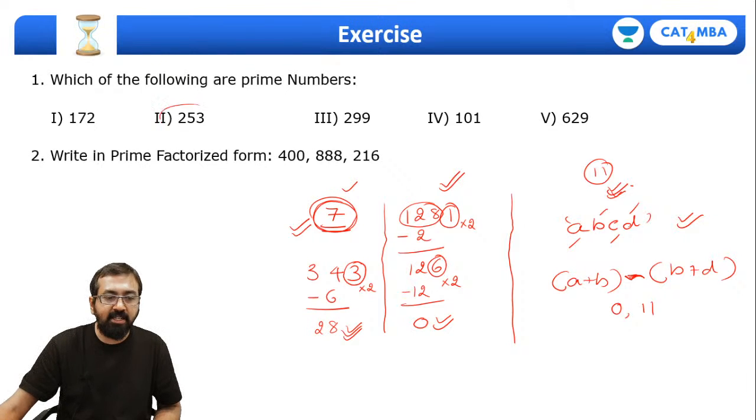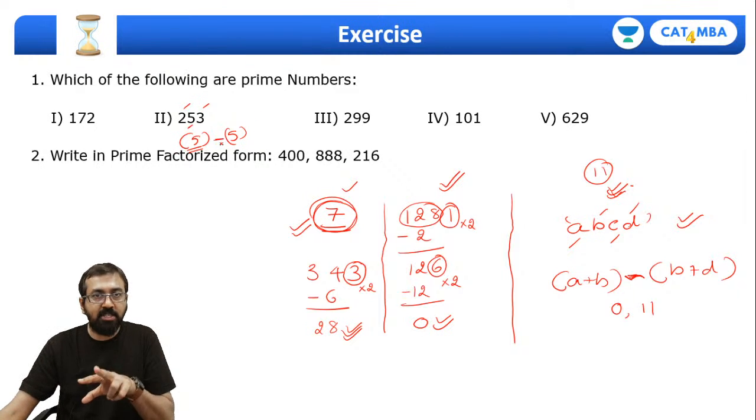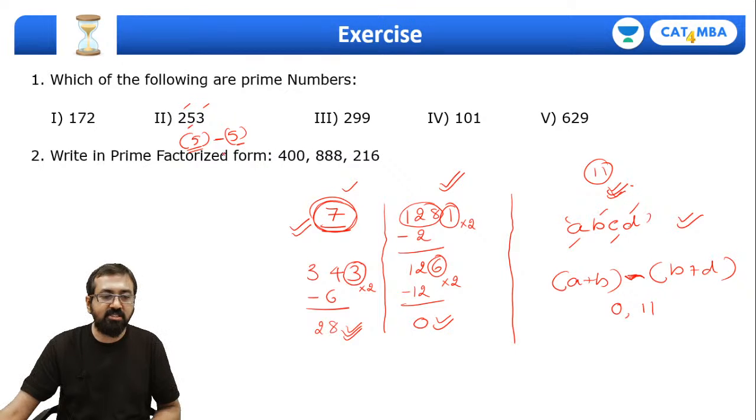So for example, let's take 253. The alternate digit summation is 2 plus 3, that is 5, minus this digit, which is 5, because here it's a 3-digit number. So in one addition we had 2 plus 3 and there is just a single digit. So 5 minus 5 is 0. That means this number is divisible by 11.